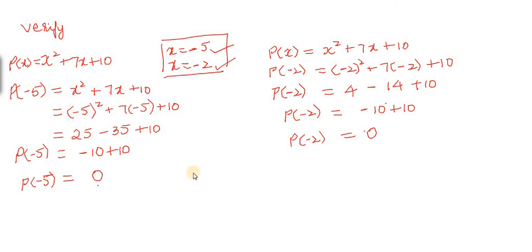I told you initially that this is a quadratic polynomial. If it is a quadratic polynomial, how many zeros does it have? Yes, it has two zeros. We got the two zeros, that x is equal to minus 5 and x is equal to minus 2. I hope all of you understood.